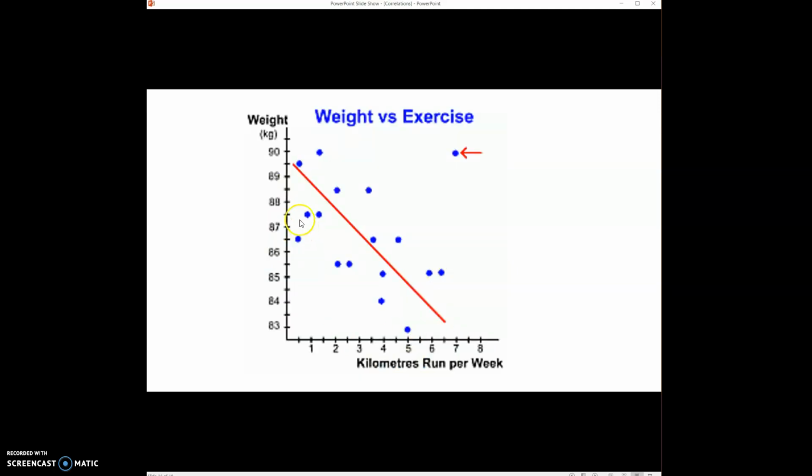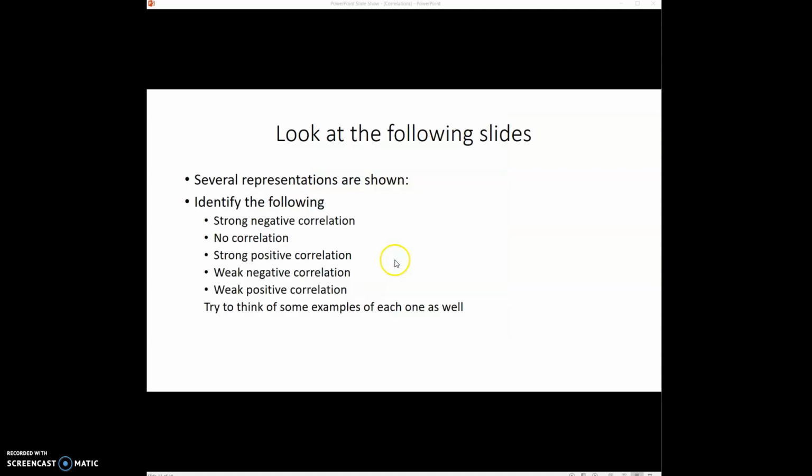Another example. This is our weight. This is how much we run per week. So the more I run, the less I weigh. Now here's something I hear called an outlier. So if you ever talk to somebody about a correlation and you say, well, this tends to be correlated with that, they say, well, I know a person who runs all the time and he weighs 90 kilograms. Well, this isn't a perfect model. There are things called outliers on it, but in general, we're trying to describe this.